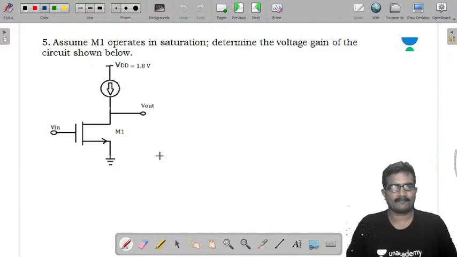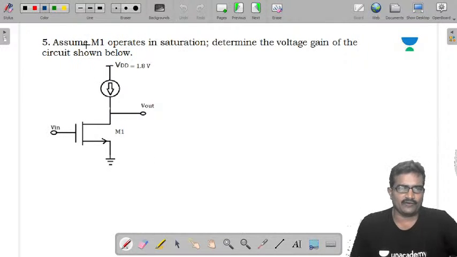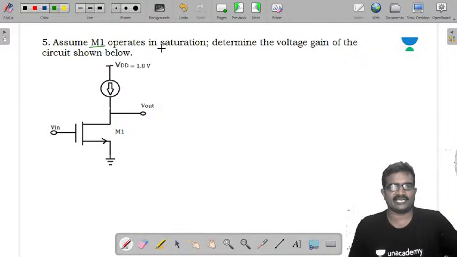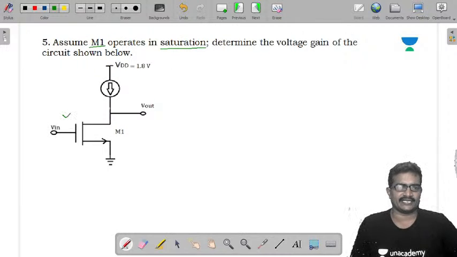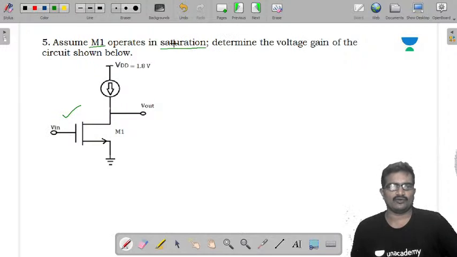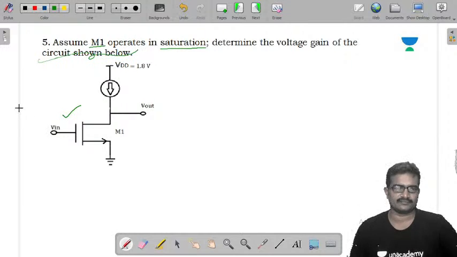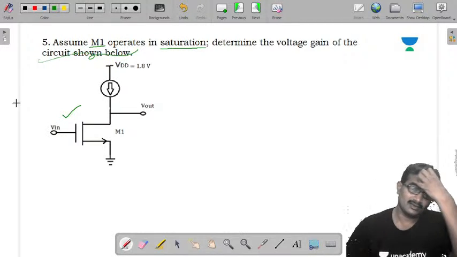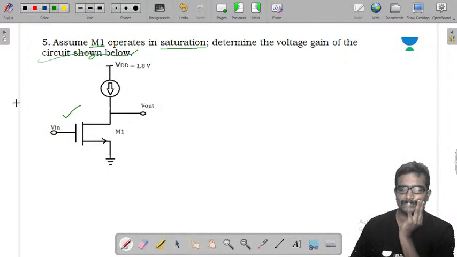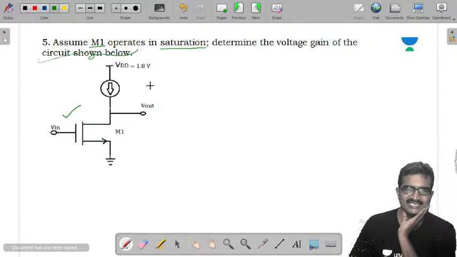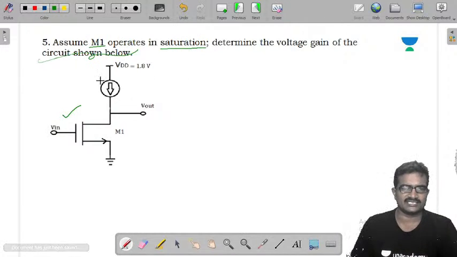So next problem. See, assume M1 is operating in saturation. This is M1, it is operating in saturation. Determine the voltage gain of the circuit shown below. Now, this is similar to the common source amplifier with, instead of RD, here we have a current source.